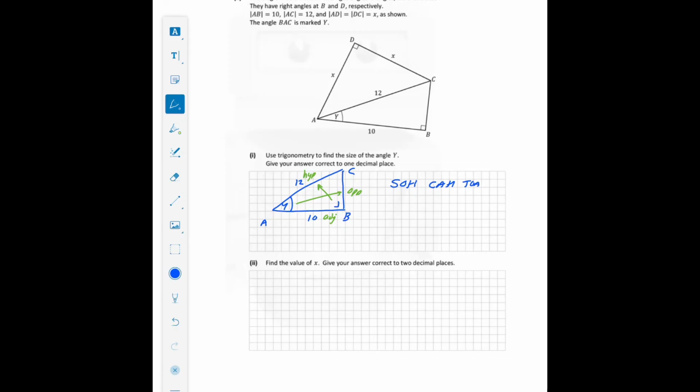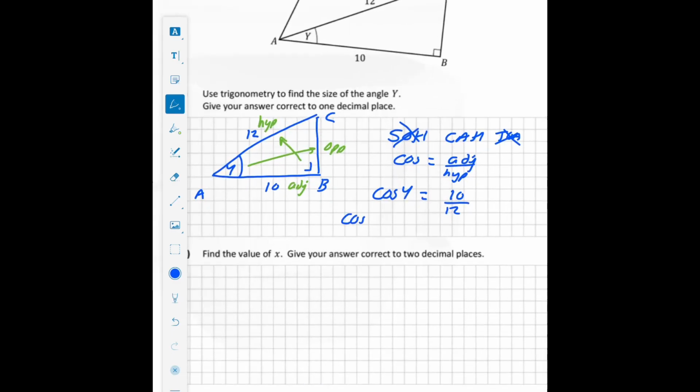Okay, so we don't know the opposite, we don't know anything about it, and we're not going to find it, so that rules out sine and tan, so we're going to use cos. Okay, so cos is equal to adjacent all over hypotenuse. So this time we have cos y is equal to adjacent, which is 10, all over the hypotenuse, which is 12. We're looking for the angle, so we know we're going to have to use the cos inverse. So it's going to be cos minus 1 of 10 over 12 is equal to y.